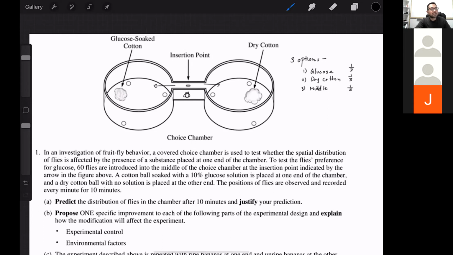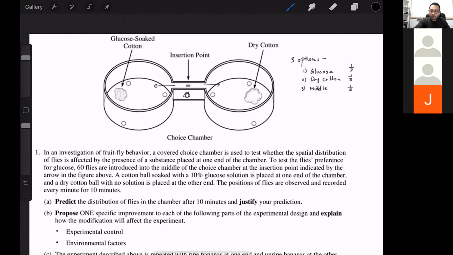Whenever we do an experiment, we're trying to make an assumption that whatever we expect to see could potentially be untrue, as in they may not prefer glucose, nor dry cotton, nor anything else. And what we would expect to see if they don't have a preference is a random distribution of the fruit flies at the 10-minute mark in such a way that they would either be in the glucose, insertion, or dry cotton in about 1/3 of the time for each one of those conditions. Okay, so that's what we're expecting to happen there.